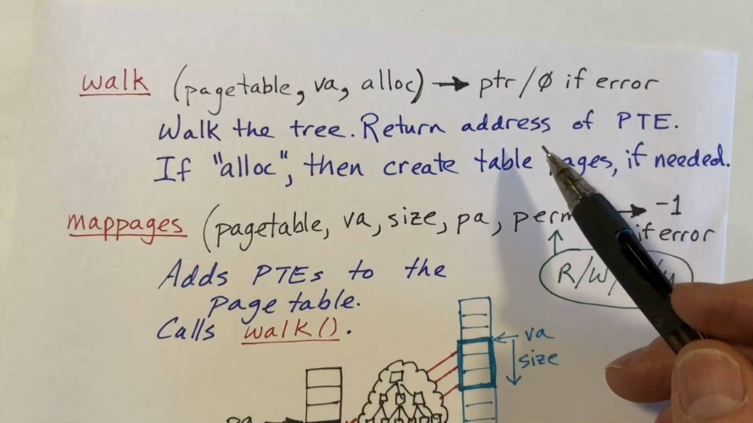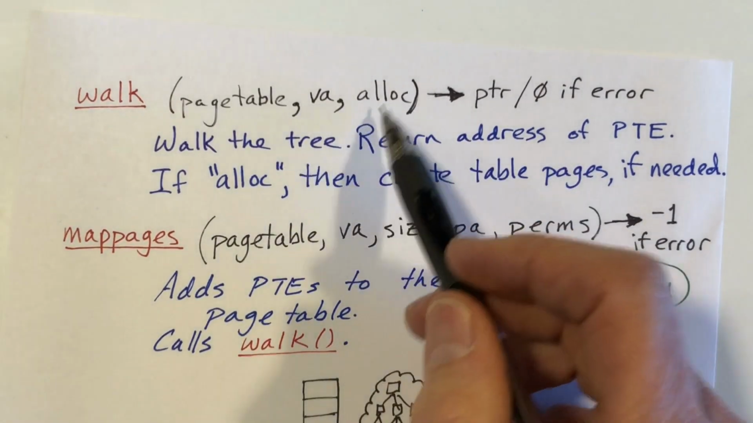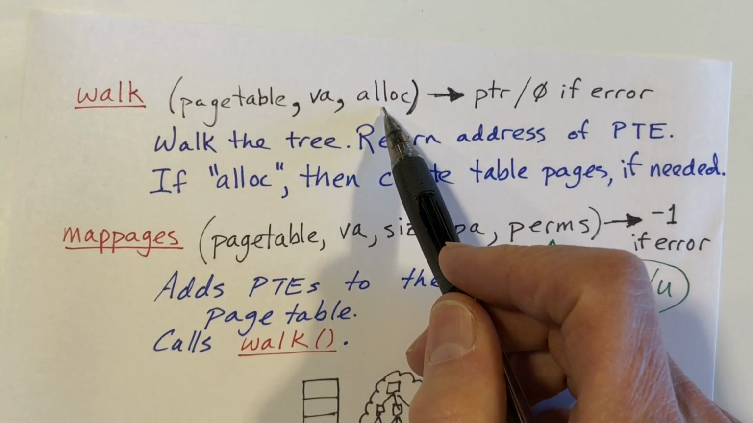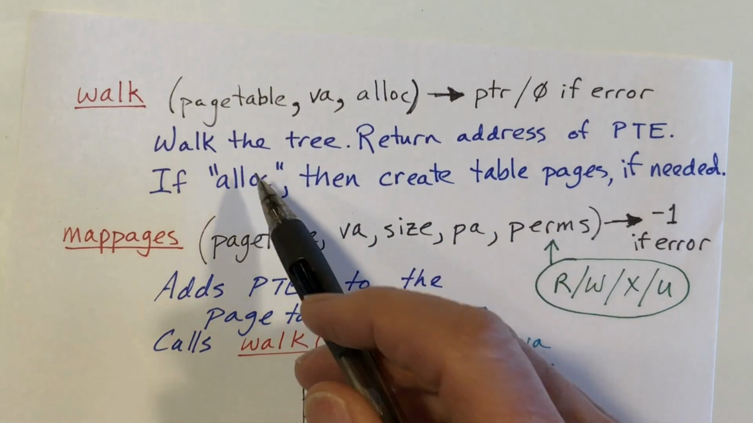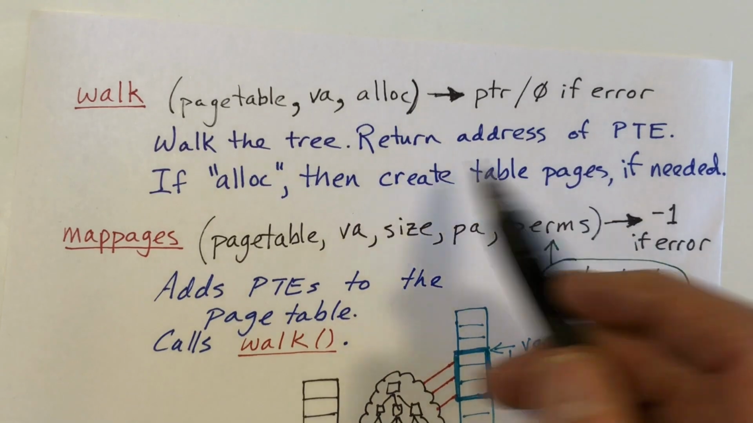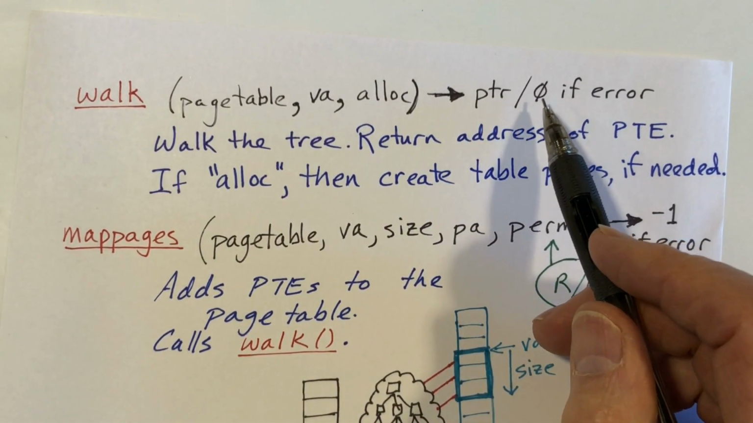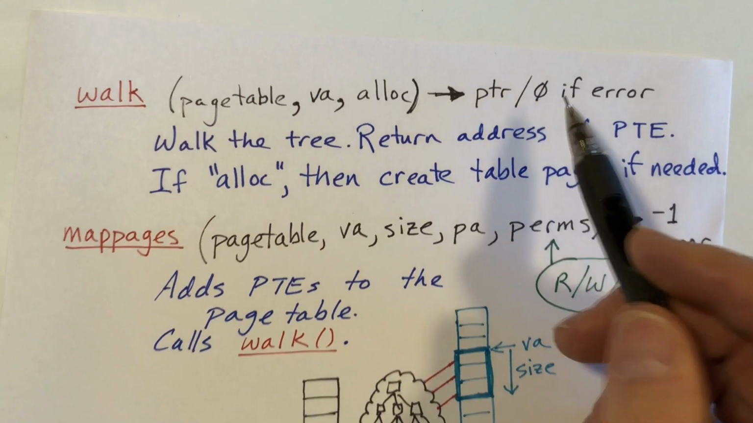If there are missing index pages in the page table, then we have the option to create them. This third parameter, alloc, is indicating whether we should create index pages if they are needed. If there's any problem, for example, we can't allocate a page, this function will return the null pointer.